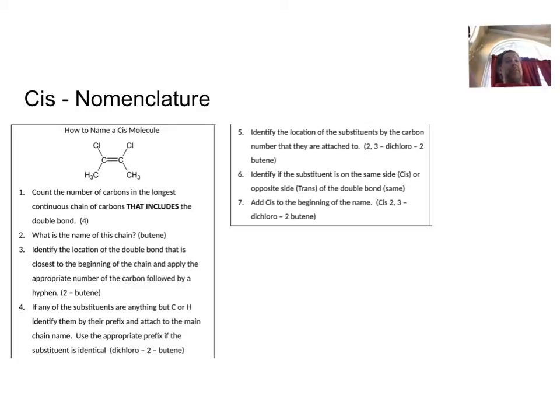In this particular structure up above, I'm going to walk through the naming as it's written here. So the first thing that I do is identify that there is a double bond present, and that double bond is located right here. So I know that it's going to be an alkene. The next thing I'm going to look for is the longest continuous chain of carbons. So 1, 2, 3, 4 is the longest continuous chain of carbons. So I know the prefix has to be a 4 carbon long prefix, which is the but prefix.